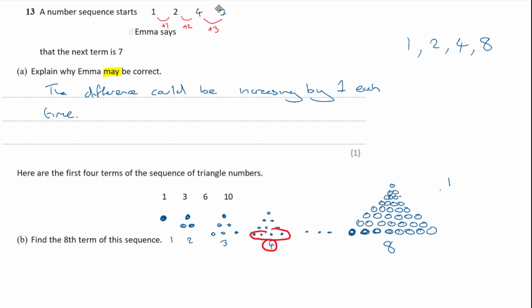So that is 1 plus 2 plus 3 plus 4 plus 5 plus 6 plus 7 plus 8. How many is that then? So 8 plus 7 is 15, plus 6 is 21, plus 5 is 26, plus 4 is 30, plus 3 is 33, plus 2 is 35, plus 1, that is 36 altogether. So the 8th term of this sequence is 36.